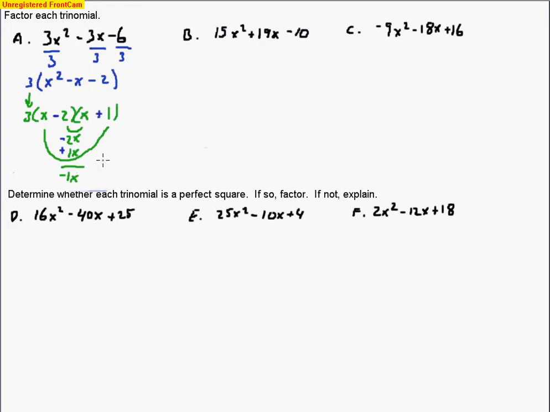And so when you write your answer in your answer box, make sure you write down the 3 in there as well. So 3 times the difference of x and 2, and that's being multiplied by the sum of x and 1. So there it is.